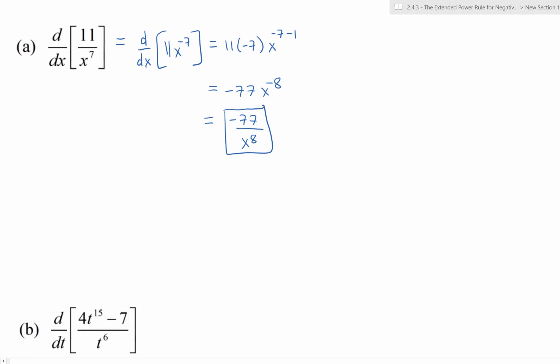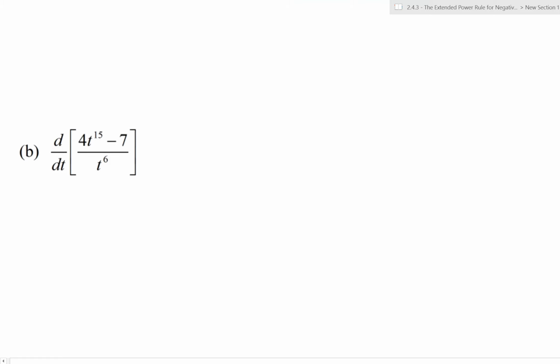Let's do one more. How about this derivative that we're trying to find? The derivative with respect to t of the quotient 4t to the 15th minus 7 divided by t to the 6th. So again, you could use the quotient rule here, but something to keep in mind moving forward is, can we simplify the function that we're trying to differentiate prior to differentiating? And in this case we can, just noting that of course here t should be non-zero, because that function is not even defined when t is 0.